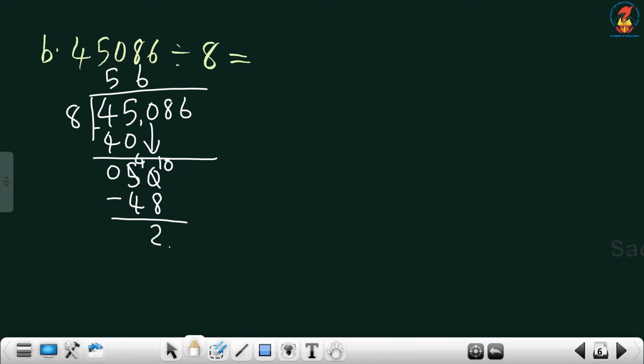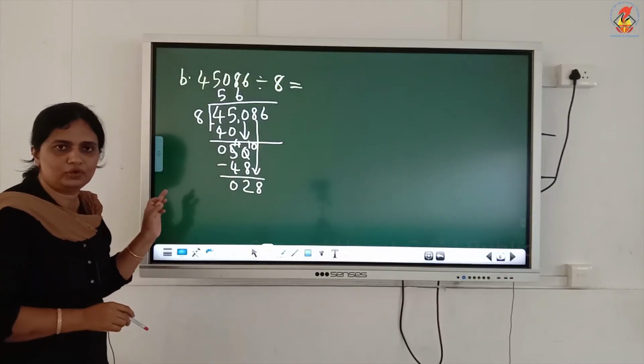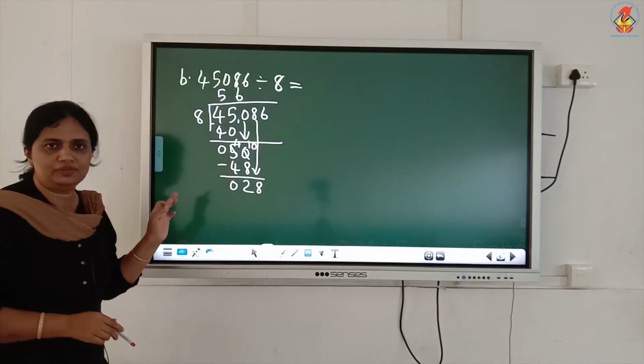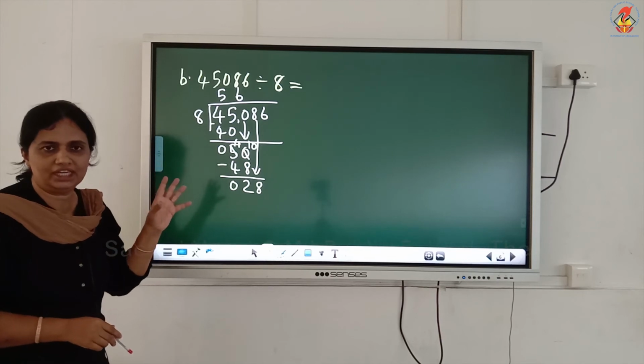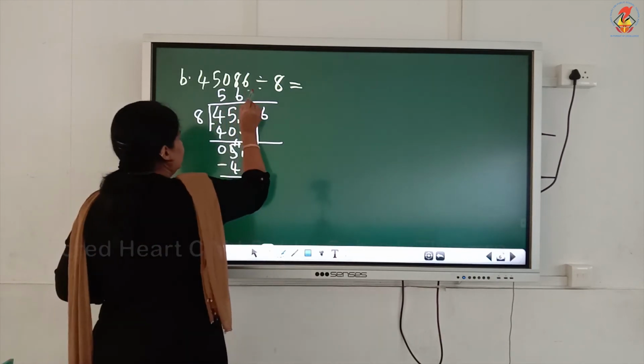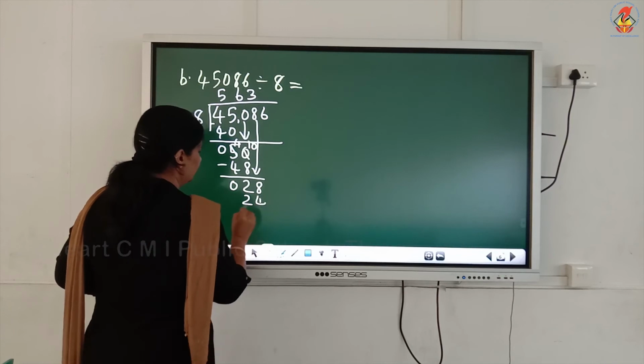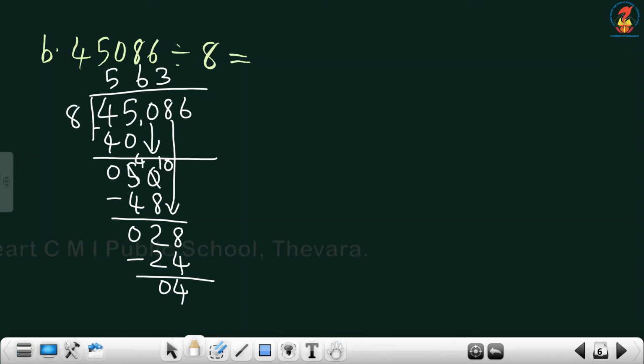Then it will become 2. And next digit down, that is 8. 8 4s are 32. Then 8 3s are 24. 8 3s are 24, 8 4s are 32. Which number do I want to take? 8 3s are 24. And the remainder is 4.